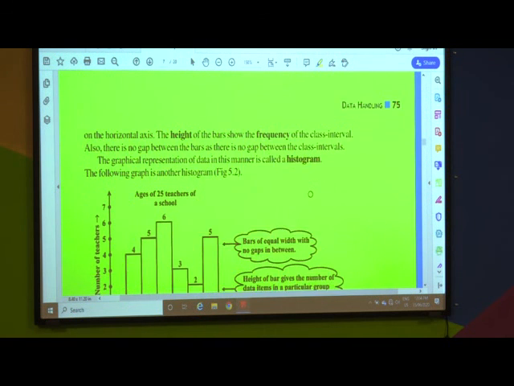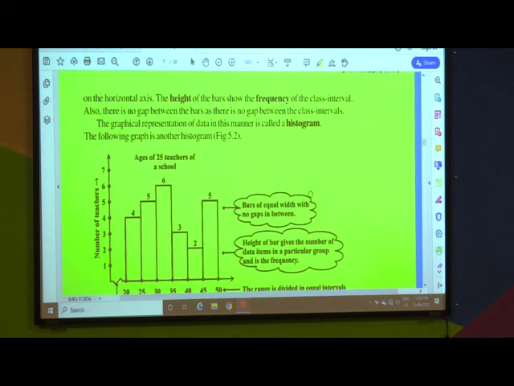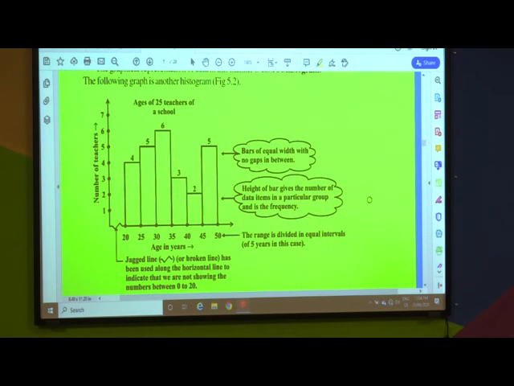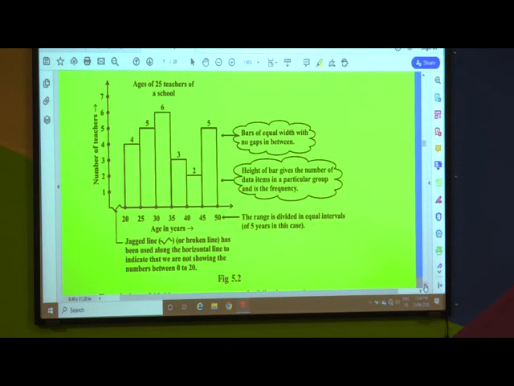Proceeding further, let us study another histogram here. Let us see what they have shown in this figure. First, let us study the figure, then we shall proceed further.